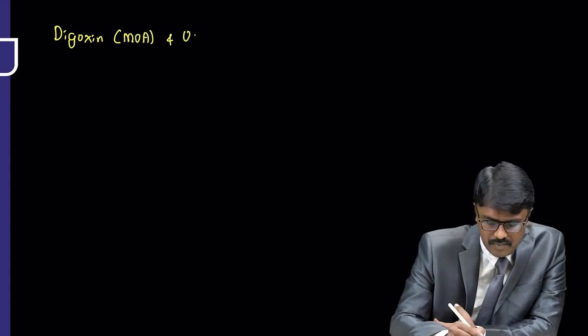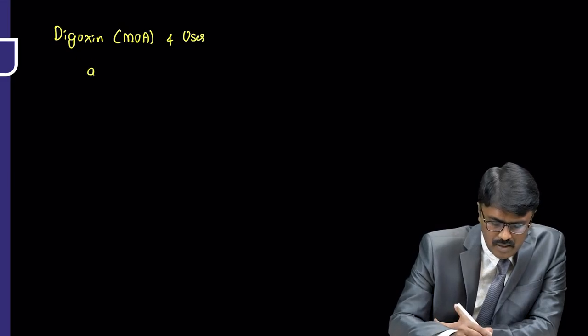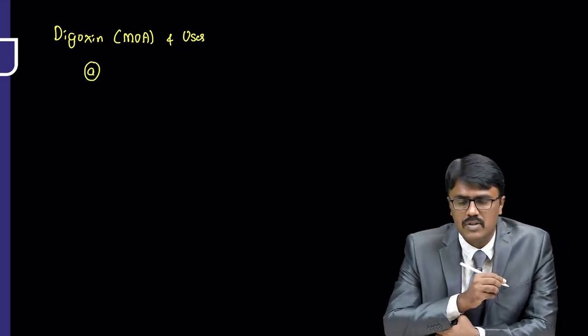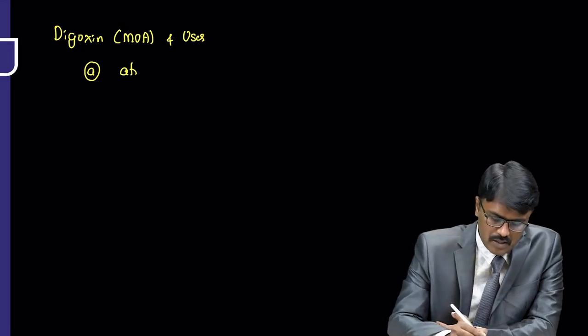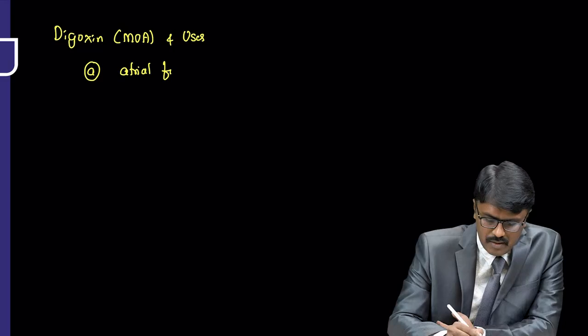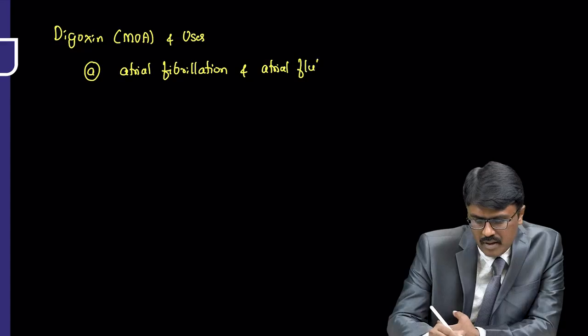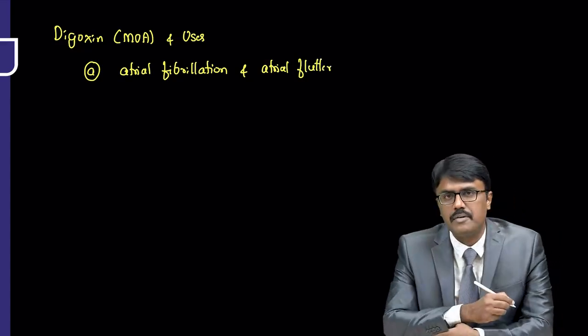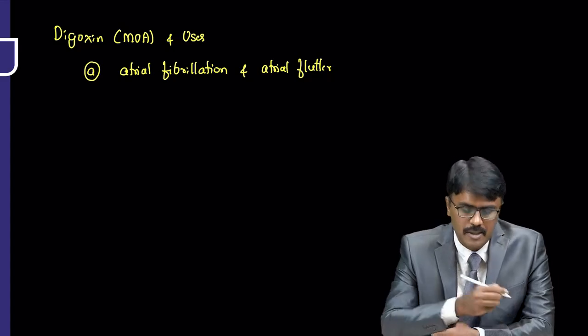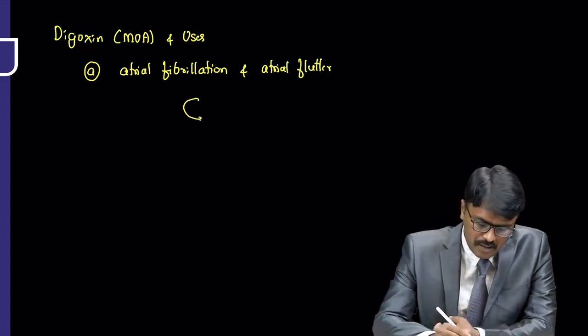and uses? Number one, digoxin is used in arrhythmia cases. It is used in two conditions, that is atrial fibrillation. It is also used to manage atrial flutter, atrial fibrillation and atrial flutter. Now, why are we using digoxin in this condition? Now, let me draw the heart here.